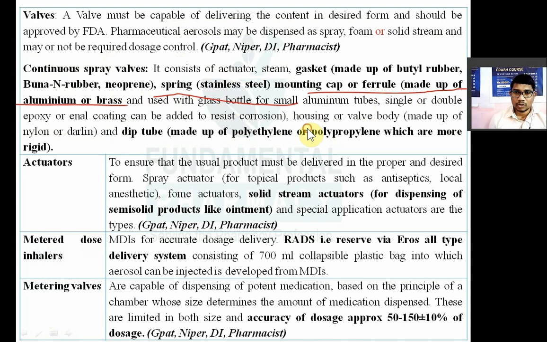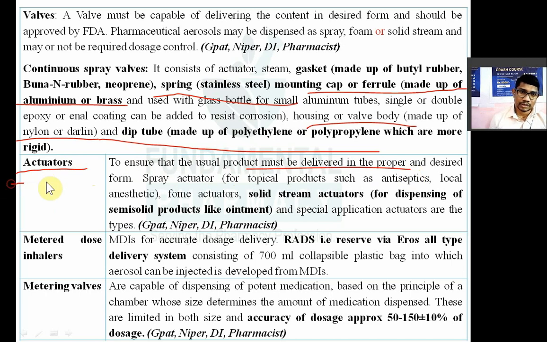RADS, that is a reservoir aerosol type of delivery system, consists of a 700 ml collapsible plastic bag into which aerosol can be injected and developed from metered dose valve। In metering valves, they are capable of dispensing a potent medicament or drug based upon the principle of chamber, whose size will decide the medication। तो इसमें से जितना साइज का चैम्बर है उतना ही डोज डिस्पेंस होगा। These are limited in both size as well as accuracy। तो उनका accuracy होता है, accuracy of dosage is approximately 50 to 150 micron plus minus 10%। That is the capacity। Are you getting? समझ रहा है आपको? Are you getting or not?